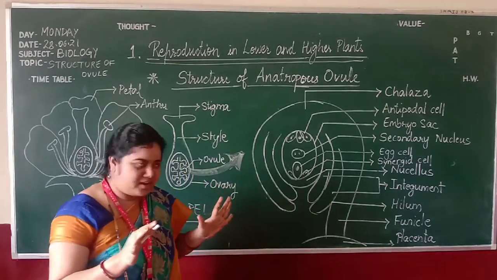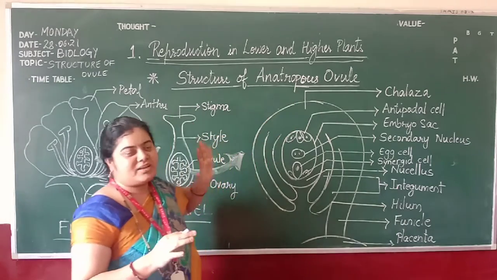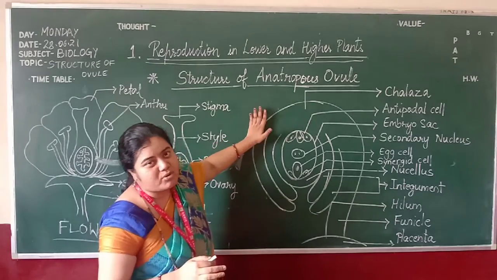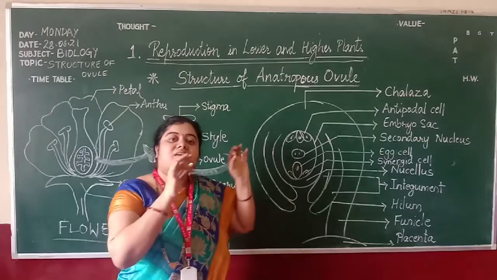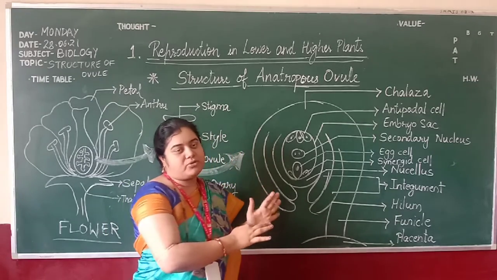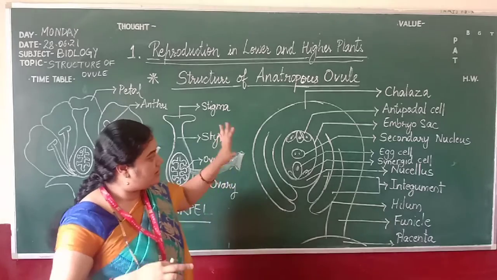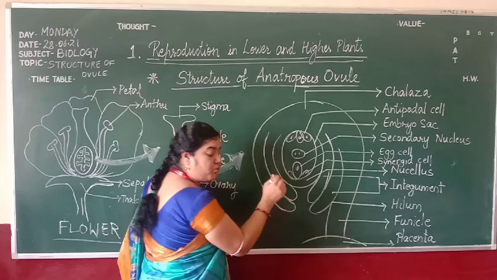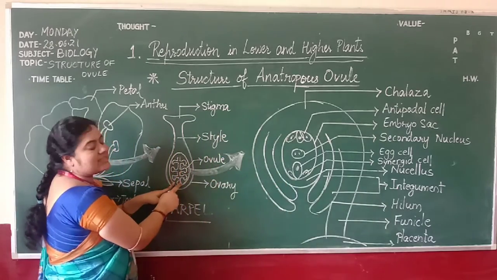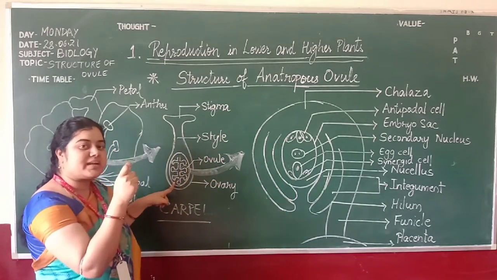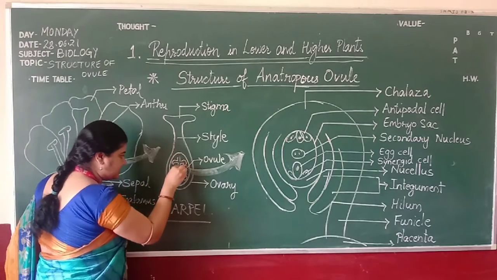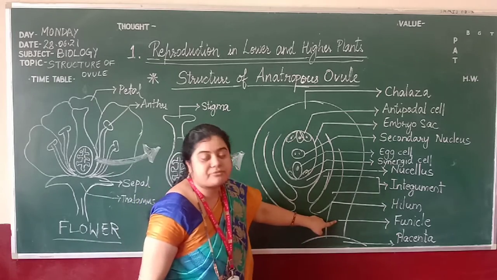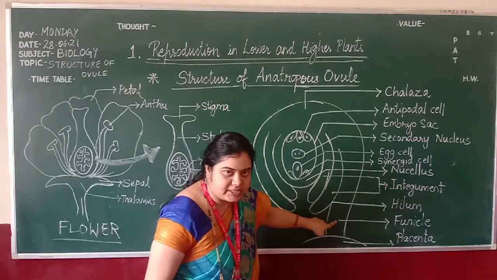Let's explore the world of this anatropous ovule. In our syllabus, this topic is very important. We need to study the structure of the anatropous ovule, and you have to practice all the labels very well. Let's begin. All the ovules are present inside the ovary and they are attached to the placenta. This is the placenta. And with the placenta they are attached with the help of a stalk called the funicle.